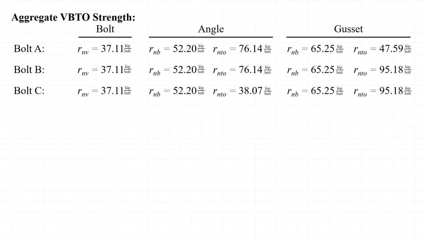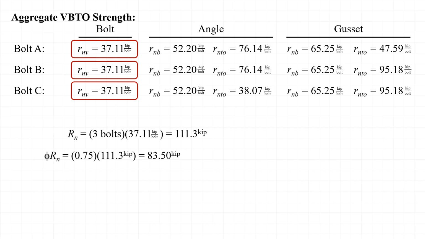Finally, on this slide, we present the shear strength, bearing strengths, and tear-out strengths for each of the bolts and each of the connected base materials at their nominal strength levels. At this point, we can take the minimum values for the 5 strength levels at each bolt location, and as it works out, the bolt shear strength governs in all 3 cases. Finally, we can take the strength of the bolt group as the sum of the strengths at each bolt location, or in this case, take uppercase R sub n as 3 times 37.11 kips per bolt, and then apply the resistance factor of 0.75 to the design strength to find the design strength of the group to be 83.50 kips.